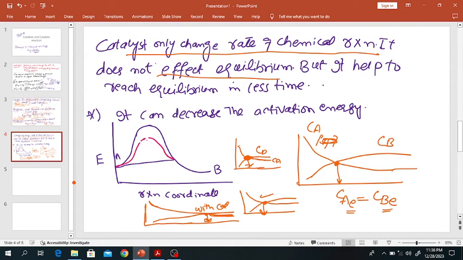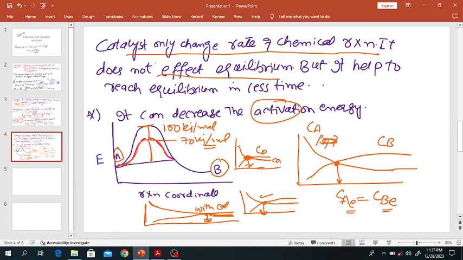Similarly, a catalyst decreases the activation energy. This is the minimum energy which we give to the reactant to reach some intermediate product. Suppose A is converting as reactant and it produces product. Without catalyst, we will give some activation energy like this amount. Suppose this is 100 kilojoule per mole. But when we add a catalyst with A, then we require less activation energy, this amount. Suppose this is 70 kilojoule per mole.